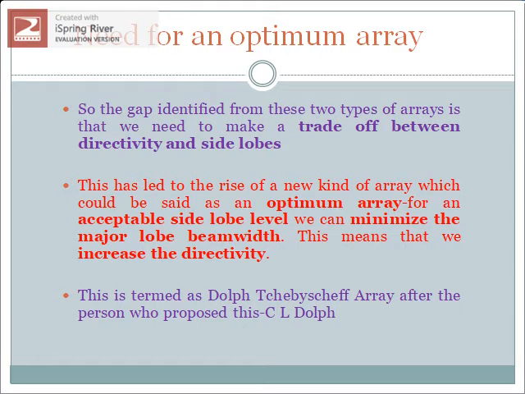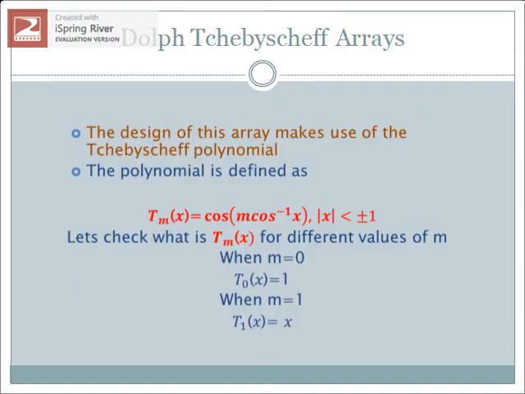We identify a gap between these two types of arrays. That means there is a trade-off between directivity and side lobes. This leads to a new kind of array known as optimum array. Here, for an acceptable side lobe level, we can minimize the major lobe beam width. This means that we can increase the directivity, and this is termed as Dolph-Tchebyscheff array, and it is proposed by C.L. Dolph.